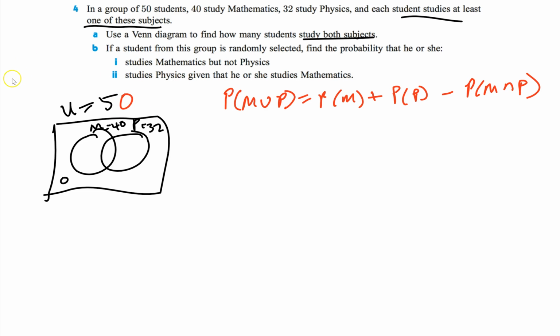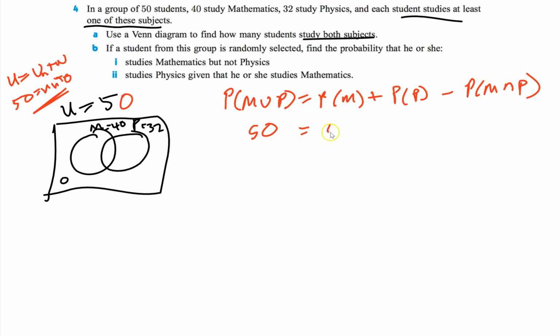The way you get that right there is it's always the same. The universe equals the union plus the neither. In this case, the neither is 0. So the universe equals the union plus 0. So the union is just going to be 50. If there's nobody studying not one of these things, well, then the union is the universe. I didn't say that the best, but we'll move on.